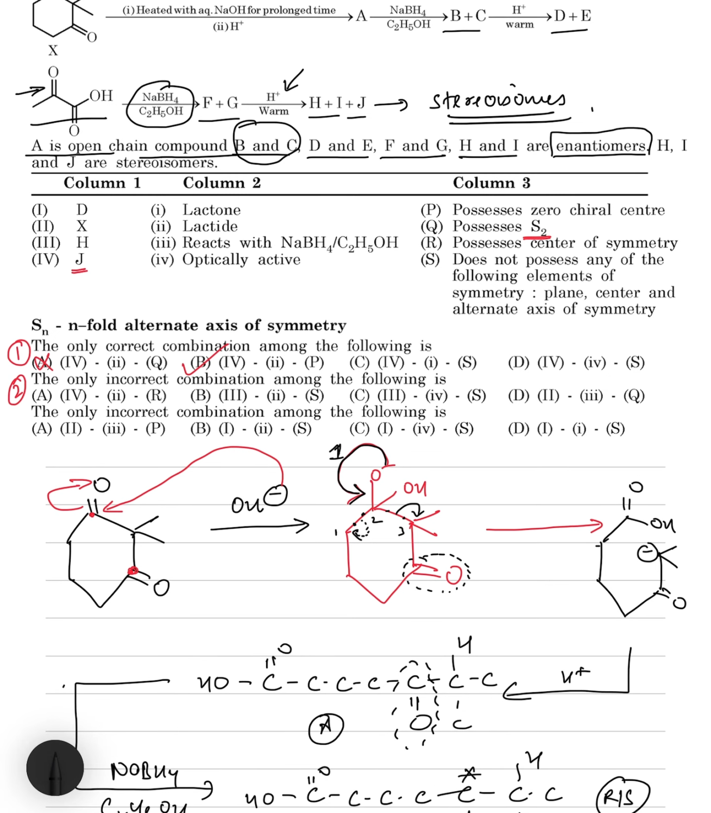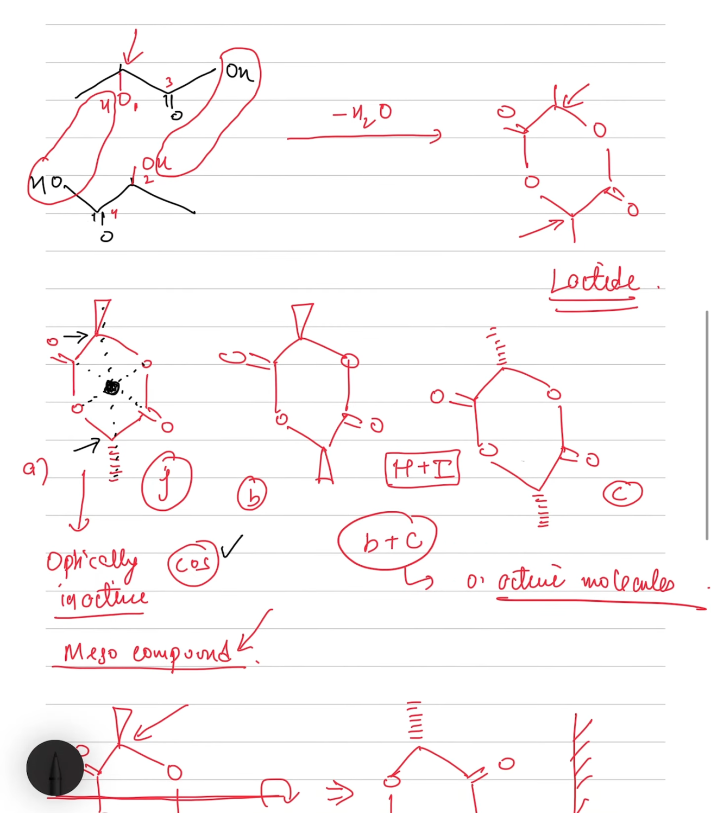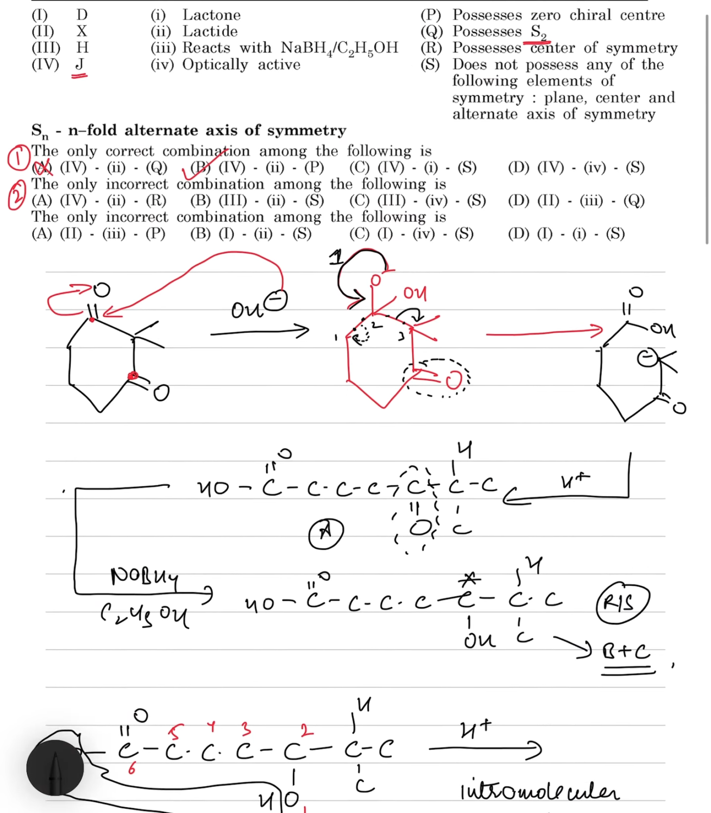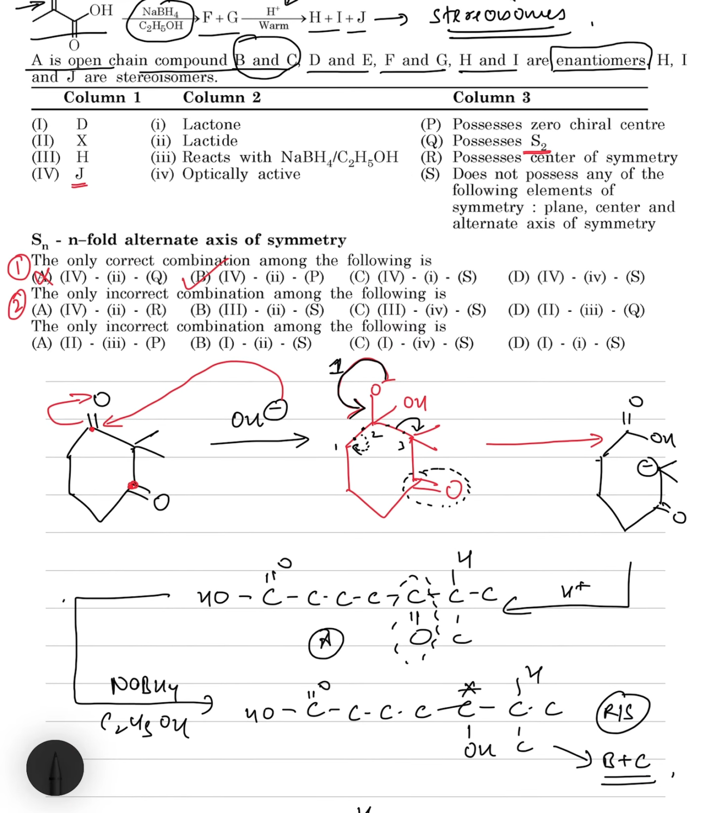Option B, third, second, S. Now the third one is H. H is also lactide, so third, second is correct. S says it does not possess any element of symmetry, which is also correct. H and I are optically active molecules because they don't possess any element of symmetry.